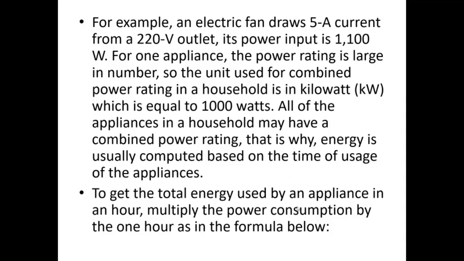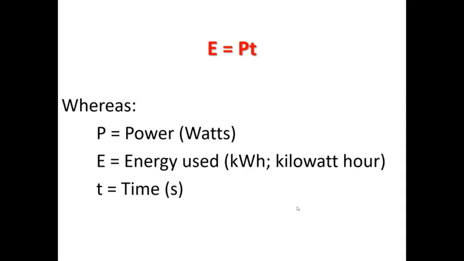So, the unit used to combine power rating in a household is the kilowatt, or kW, which is equal to 1,000 watts. All of the appliances in a household may have a combined power rating. That is why energy is usually computed based on the time of usage of the appliances. To get the total energy used by an appliance in an hour, multiply the power consumption by 1 hour, as in the formula below, in the next slide.